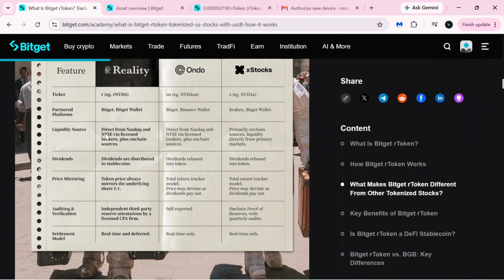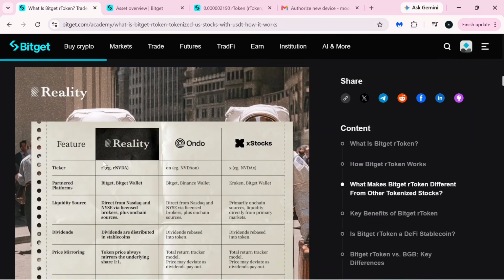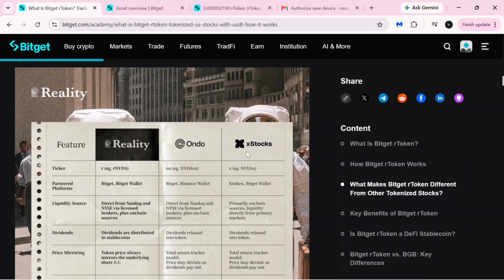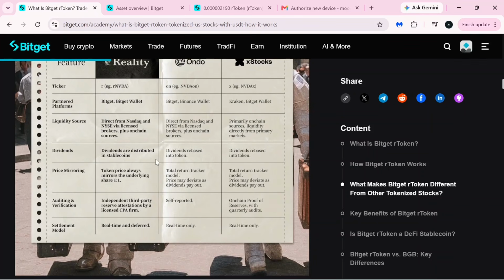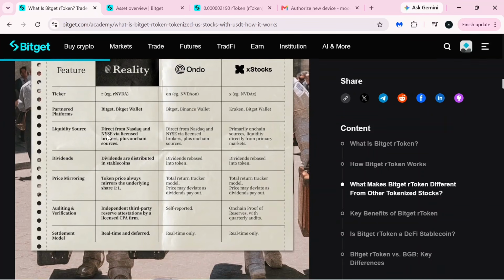So you can see here, it shows all the different Reality, Ondo and xStocks. It shows the differences and nuances between these, right? So you see the R NVIDIA, then you see the Ondo NVIDIA, and then you see the xStocks NVIDIA, right? And you see the partner platforms that they have is very different. It varies depending on which one. What you can see with Bitget, you get direct from NASDAQ and New York Stock Exchange via licensed brokers plus on-chain sources, right? And that's the same with Ondo, but with xStocks, you do not, right?